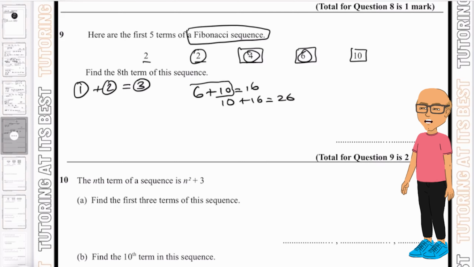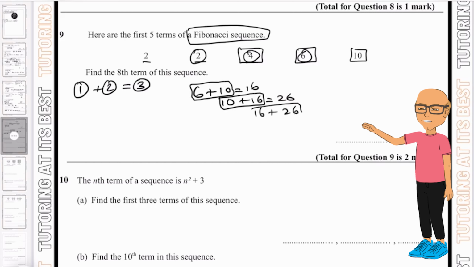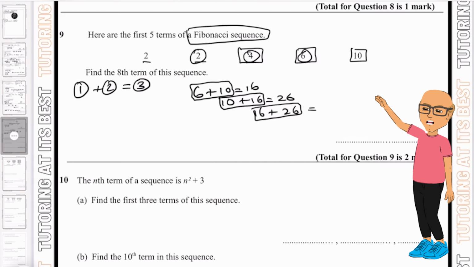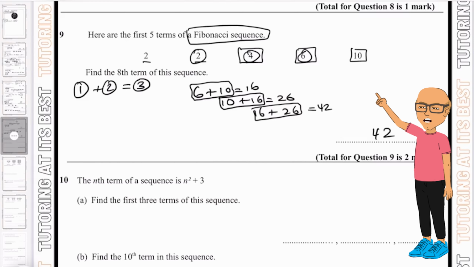So I hope you can see I start off with this pair here, and then this pair here. And now I'm going to go with 16 and 26, which then gives me 42. And that is my 8th term, 42. Marvellous work.